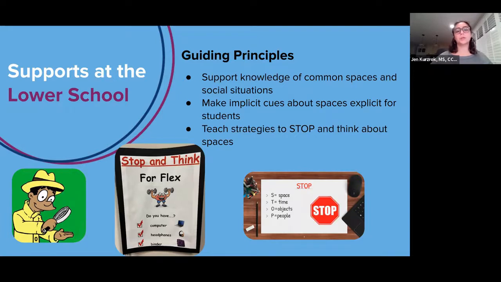And then there's also stopping to think about materials you might need for a space. So you can see this example for students when they're entering a flex class, that every day I need my computer, headphones, and binder. So I should stop at the door and self-assess that rather than settling in and when the teacher says, okay, let's get started, going, oh, shoot, I have to go get my headphones. So helping to build those skills in is part of situational awareness for the youngest students.